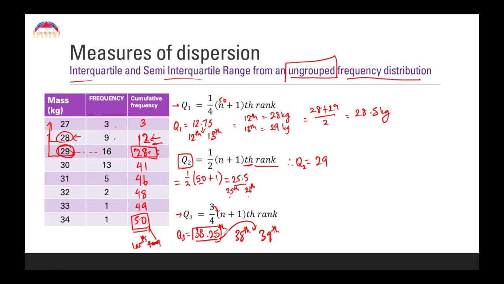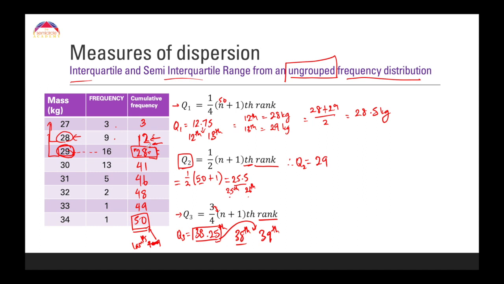So we looked at this value here to tell us which lambs in the rank we're dealing with. We're dealing with the 38th lamb and the 39th lamb. All right? So that is where Q3 lies. It lies between the 38th and the 39th lamb. So we have to go now and see where these lambs are in the table.